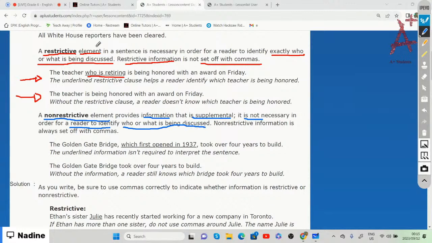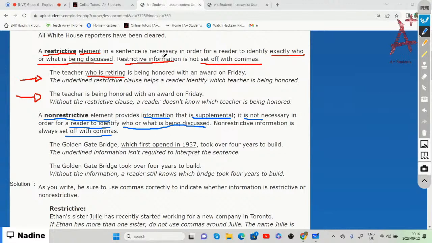So here with restrictive elements, it is important for the reader to identify who or what is being discussed. But with non-restrictive elements, it is not necessary in order for the reader to identify who or what is being discussed. So non-restrictive information is always set off with commas.